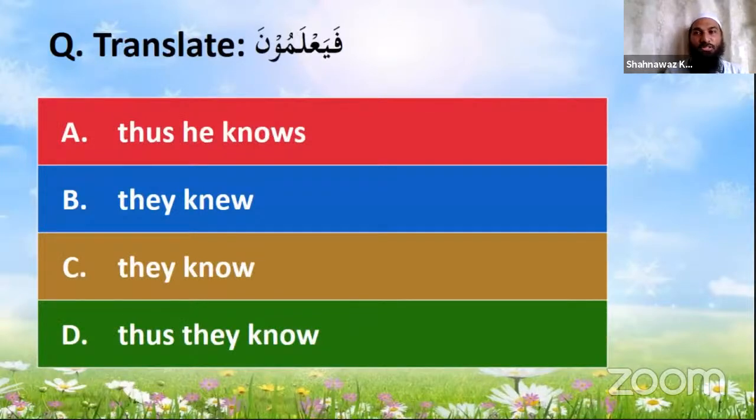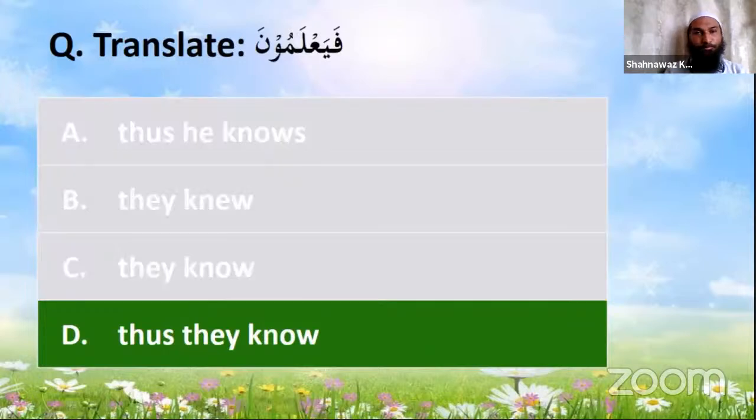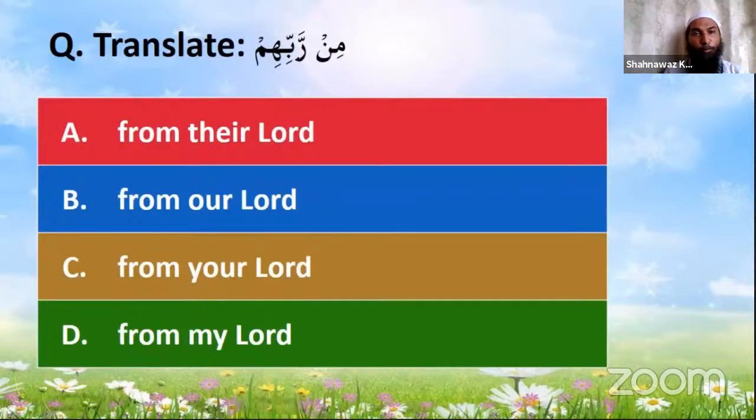Okay. Now I'm getting some answers. For ya'lamun, this is simple. For is thus. Ya'lamun, thus he knows, they knew, they know, thus they know. So ya'lamuna has a waw noon at the end, and it is a verb, so it is plural, present tense, and third person. And fa is thus. So that is where the answer lies. Okay, so let me see what answers have come for this. Okay, yes, thus they know.